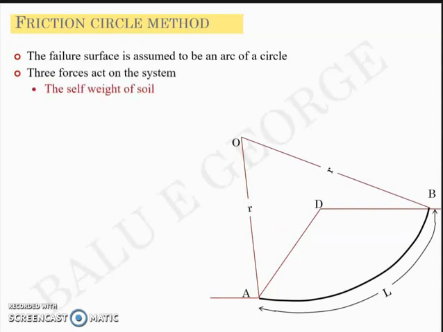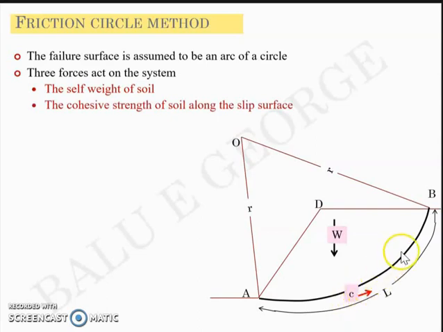Now the forces acting on this system will be, number one, the self-weight of the soil. We had discussed it earlier as well. This weight will have a component which would induce an overturning moment with respect to O, right? So the first force is the self-weight of the soil, which will act at the centroid of the region ADB, like this. Let's call it W. Now the second force, which actually resists the failure, is the cohesive strength of the soil along the slip surface, C. It acts against the tendency direction of failure.